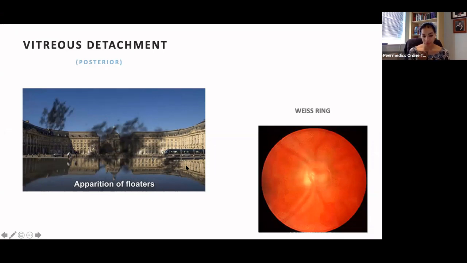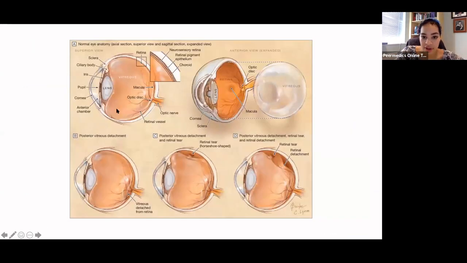So I put posterior in brackets just because that's the most common type. You can obviously get vitreous detachment anywhere. What it essentially means, if I go on to the next slide, is that this is all the vitreous humor, and along the wall near the end here, it's just come away from the retina.